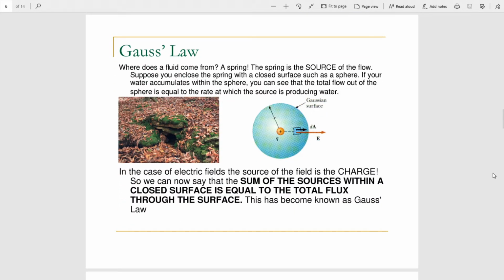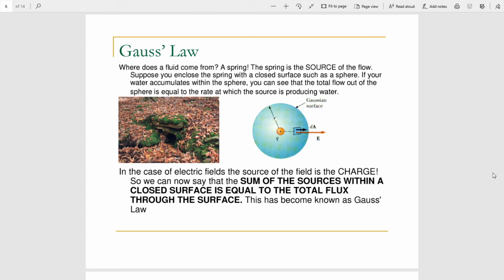So if you think of a river flowing, the water is coming from a spring. So your spring would be the source of flow. If you were to enclose that spring, where all the water is coming from, with a closed surface, and just let the water build up, then the total flow out of that imaginary sphere that we've created around our spring would be equal to the rate that the spring is producing water. How much water you put outside your imaginary sphere is the same amount of how much water is generating inside, right?